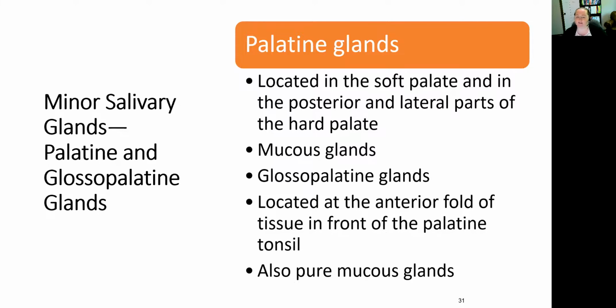All right, palatine and palatoglossal glands located in the soft palate and in the posterior and lateral portions of the hard palate. These are also mucus glands, referred to as the glossopalatine glands. They're located at the anterior fold of the tissue in front of the palatine tonsil. Where are our palatine tonsils? Those are the ones that we're checking when we go get a strep test done. Okay?